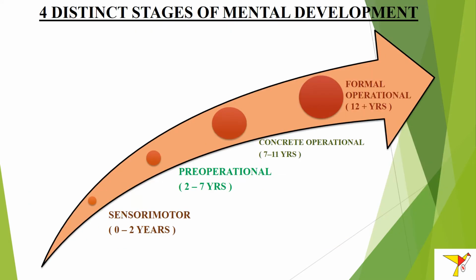Piaget's theory has four stages of mental development. The first is the sensory motor stage, that is from 0 to 2 years, that is from birth of a child to 24 months. The second stage is the pre-operational stage, which is 2 to 7 years. The third stage is the concrete operational stage, which belongs to 7 to 11 years of children. And the last stage is the formal operational stage, which is from 12 years and above. We will discuss each and every stage in detail.